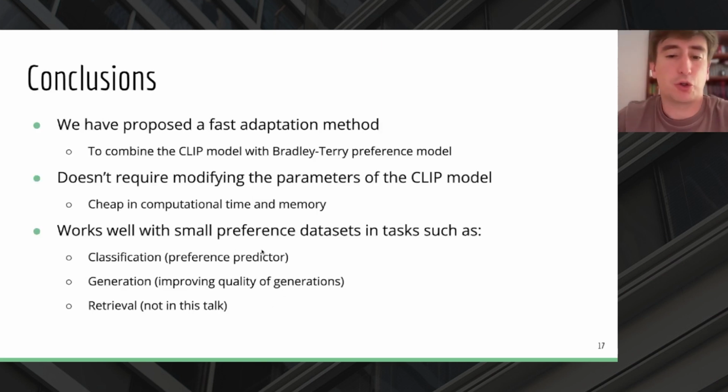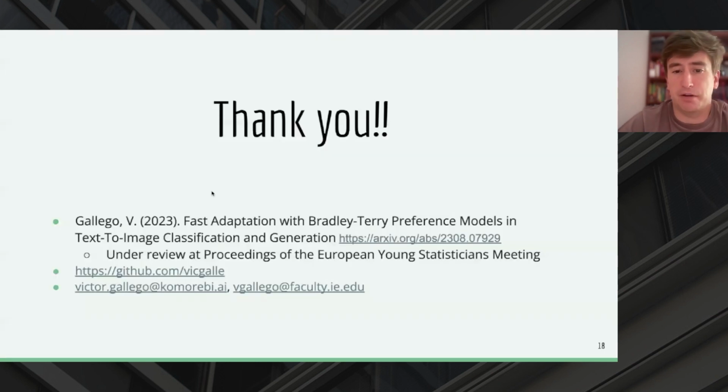And just to conclude, that's pretty much it. We have seen an efficient method of combining an image-text model with the Bradley-Terry preference model that uses little data and has several good results. And if you're interested, the paper is on arXiv. It's under review, but you can have a look at it and ask me any questions.